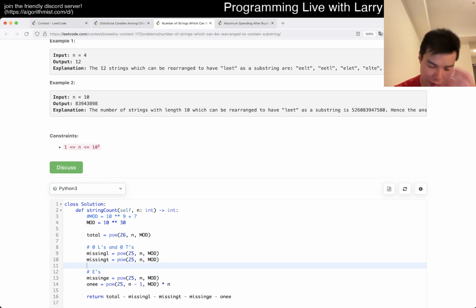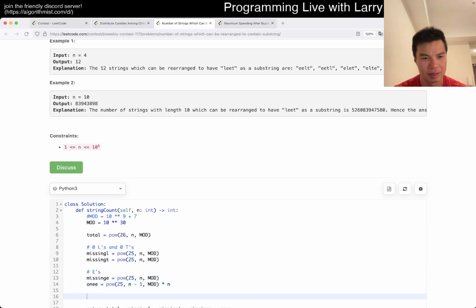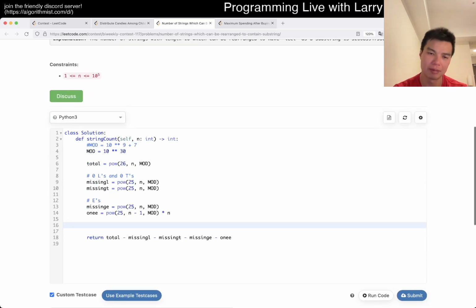I mean, I know I have to do inclusion, exclusion, but this seems pretty big. Is this the right path? Alright, well, for example, if this is 4, then it's just 26 to the 4th, minus no L's. It's gonna be 20. I mean, this seems right. So for the missing Y, I mean, this is definitely right.